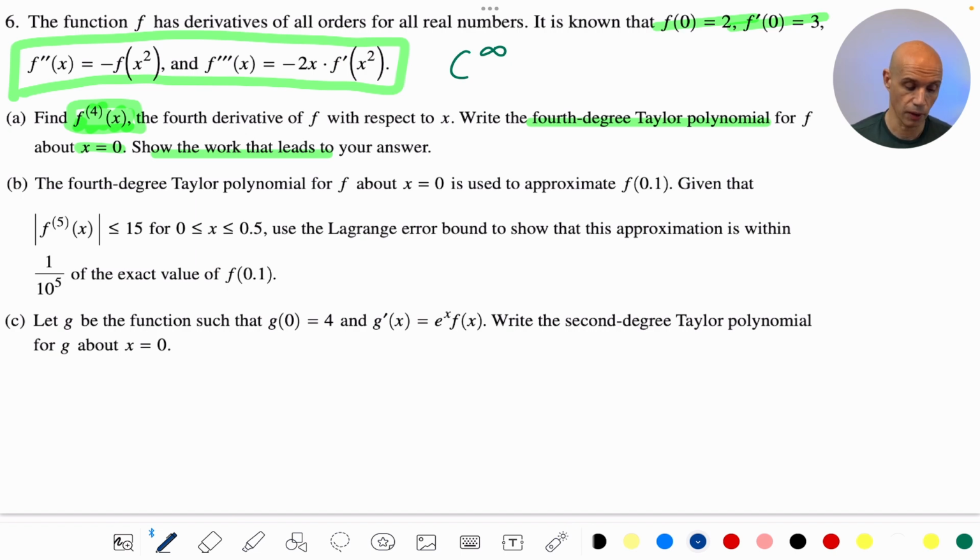So, fourth derivative. Well, one more derivative. You will start with this and take one more derivative. You will apply the product rule, and then the chain rule for this one, and you will get the fourth derivative. Then you will substitute at x equal to 0. But what is a Taylor polynomial?